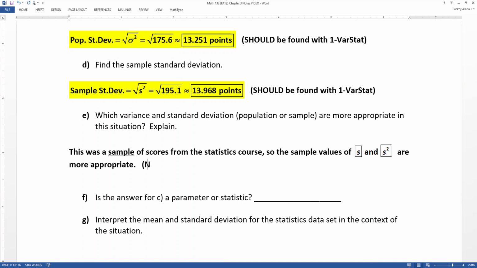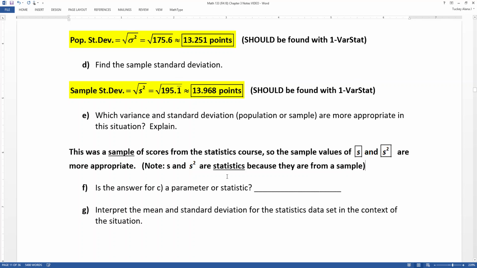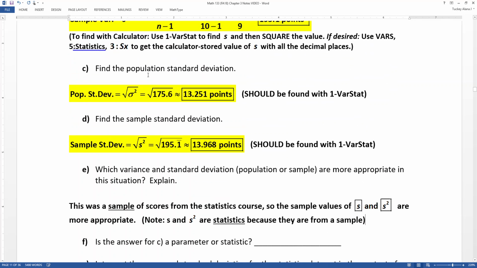So let me make a note. Note: S and S squared are statistics because they are from a sample. Just a little reminder of that one definition of statistics. Speaking of reminders of that, what about the answer for part C right here? Was that a parameter or was that a statistic? Well, because it's a population value, population goes with parameter. So that would be parameter. Done with that.